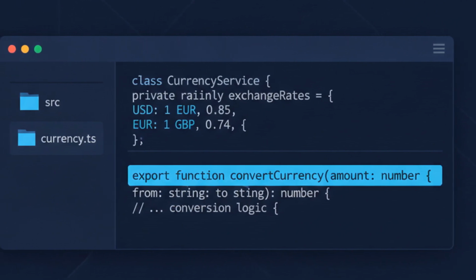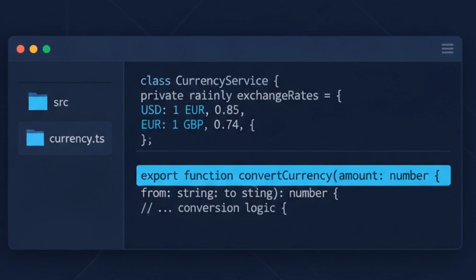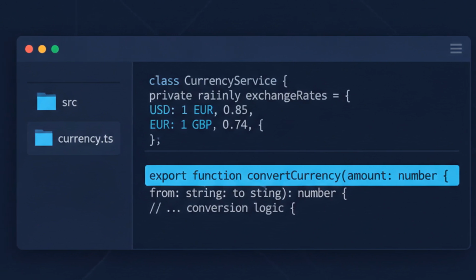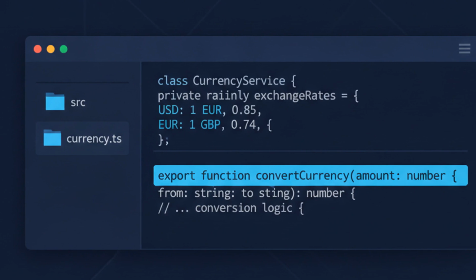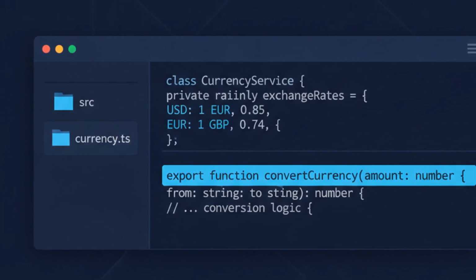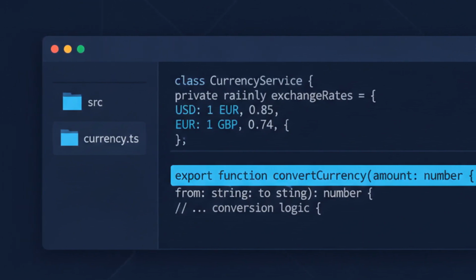Notice how this file declares a constant and exports it. That export keyword is the door. It lets other files reach in. Everything you don't export stays sealed inside.